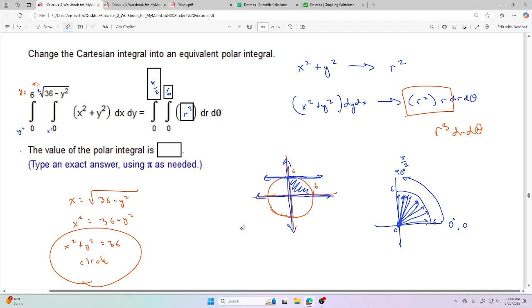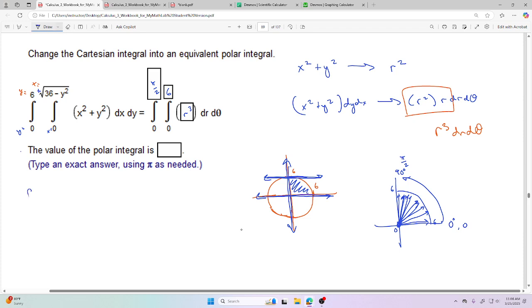I'm gonna erase. Can I get some room? Is that okay? Okay. We don't need that anymore. We already converted. So I'm just going to rewrite it and start doing this. One other thing to note, looking at this, dr d theta, my limits are all numbers now. That's a super easy thing. So we like that. I'm taking my integral in terms of r.